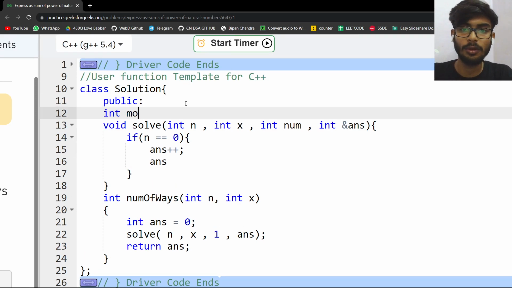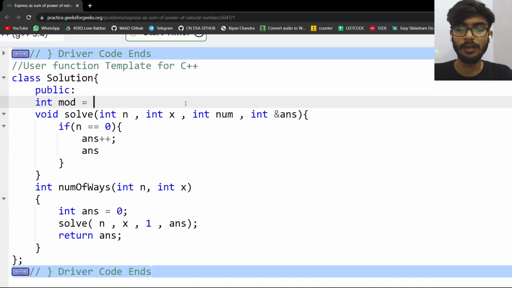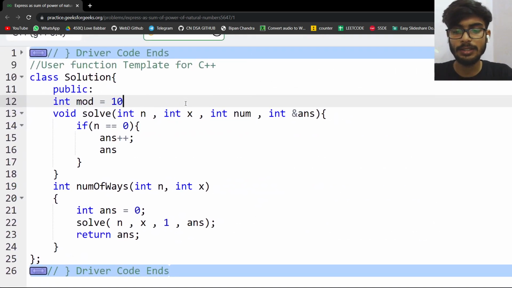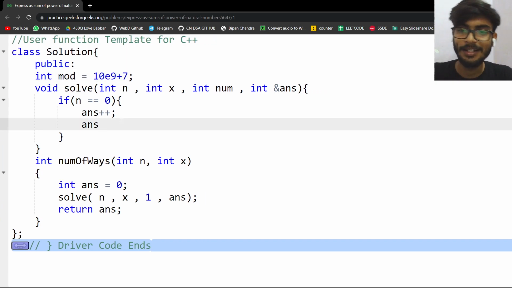For this I'm going to create a mod, okay, global variable, and 10 to the power 9 plus 7, so it is written as 1e9 plus 7. I hope all of you know that. जिन्हें नहीं पता है उन्हें आज पता चल गया, okay, thanks to me.